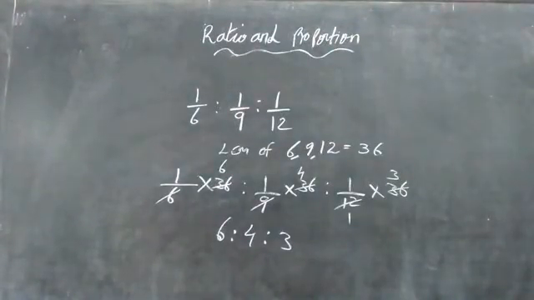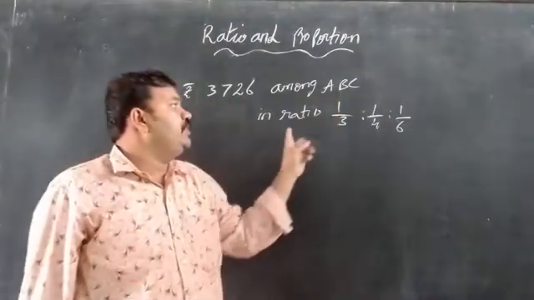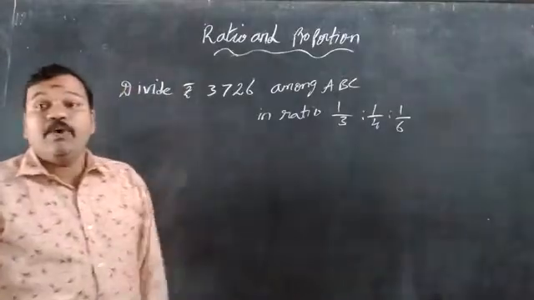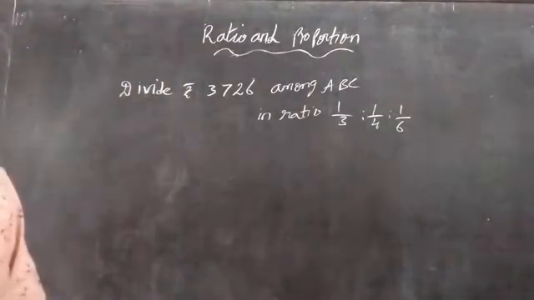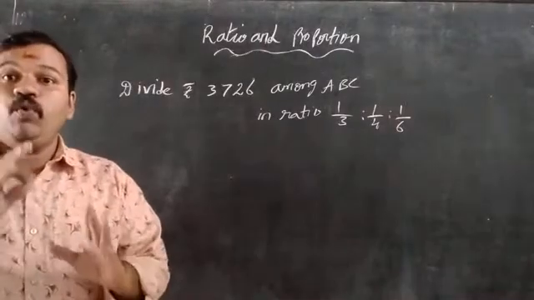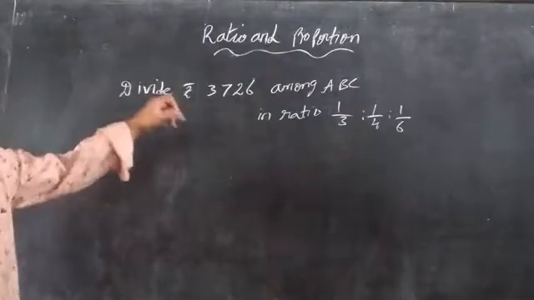Another one is sharing. In the previous class we learned the product of means and product of extremes, POE and POM. Here is the question: divide rupees 3,726 among A, B, C in the ratio. To share or divide in a ratio, we have to take the sum of ratio. When we want to find two or more quantities, we follow the sum of ratio. This concept is main.